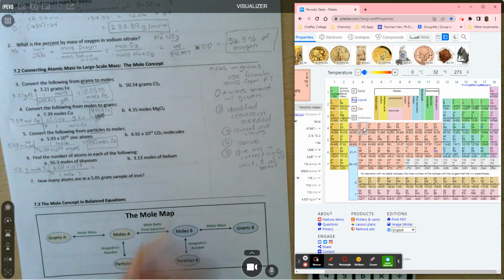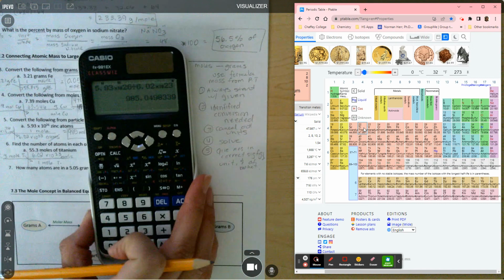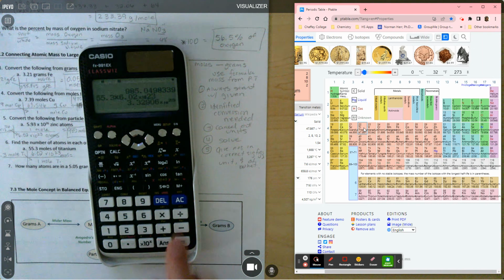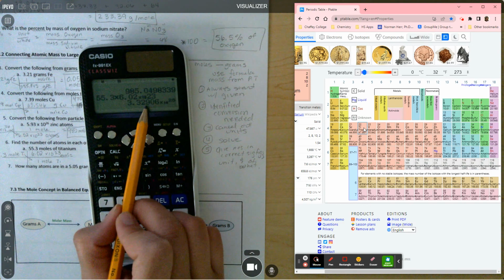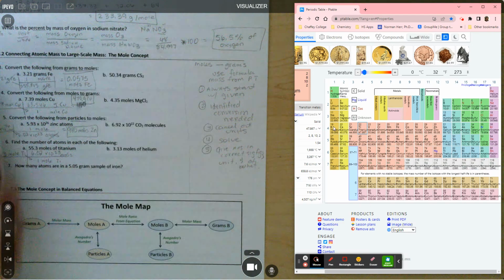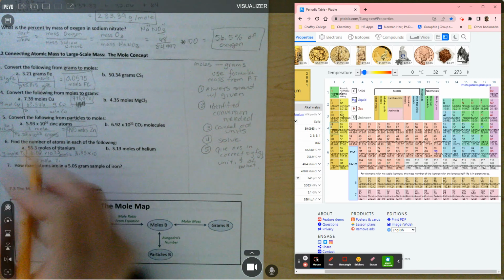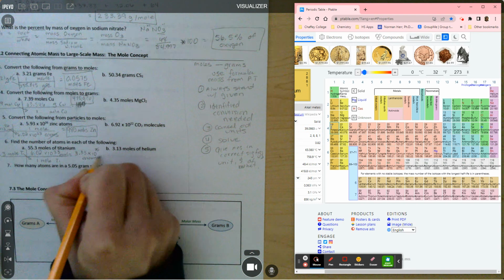Okay. Now we get to solve for the number of atoms. And we have 55.3 times 6.02 to the 23rd power. And we get 3.33 times 10 to the 25th power. So as you can see right here, that 9 rounds up the 2. Ten to the 25th power, and this is the number of atoms of titanium, Ti.